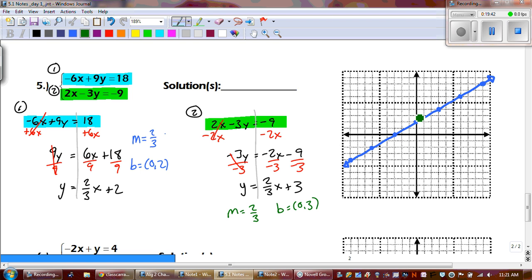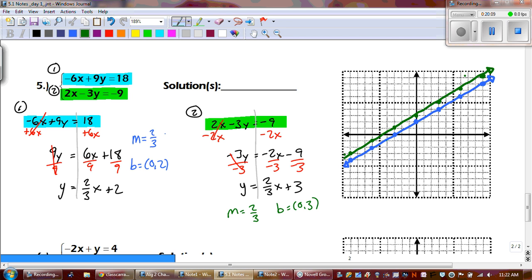So starting at 0, 3, I go up 2, up, don't meet there, don't meet there. Oh, well, maybe they meet down here. So 1, 2, 1, 2, 3. Nope. What the heck? Why aren't these lines meeting? Oh, you know why? Look at them.